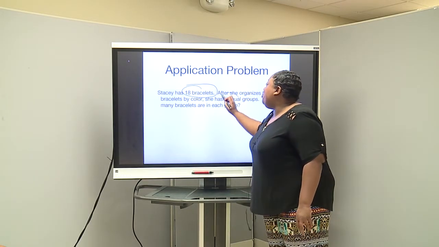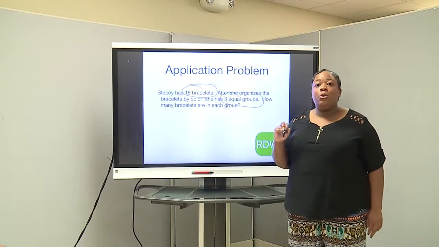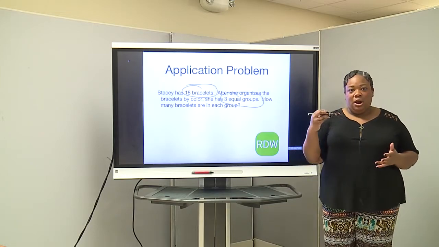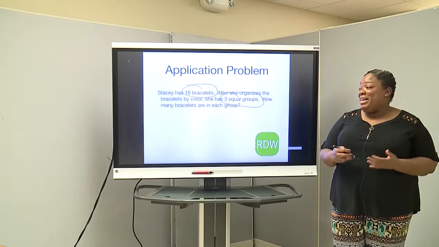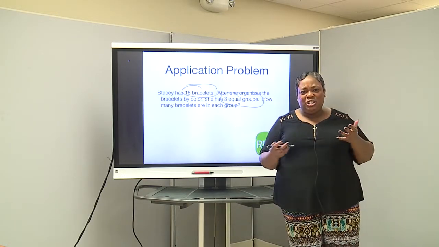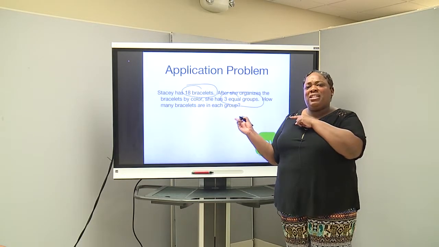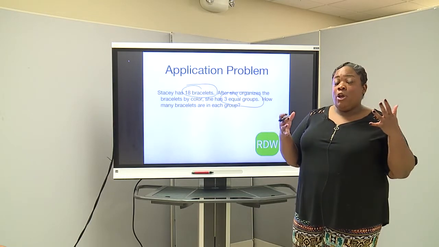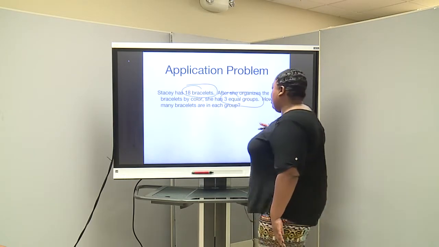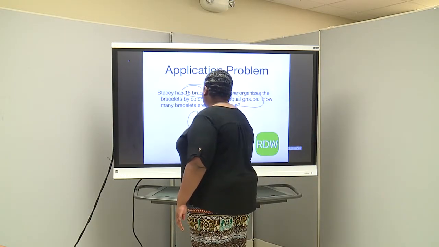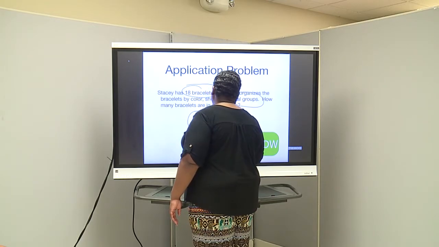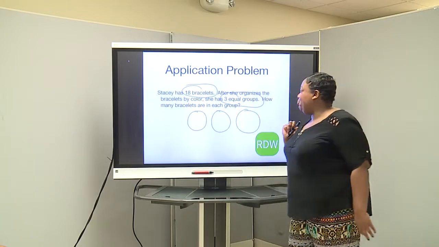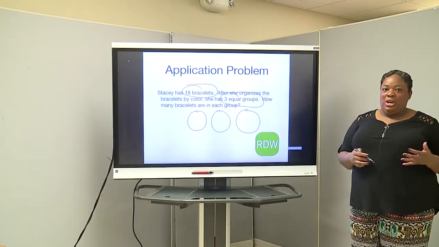She ended up with 3 equal groups, all right? Remember, we always want to use RDW. So the best thing we could do right here is to actually just draw a picture of what they're telling us we have, all right? So I know that I have 3 equal groups. So I'm just going to draw 3 circles, just like we had when we were making our division sentences just a second ago, okay? So I have 3 equal groups.